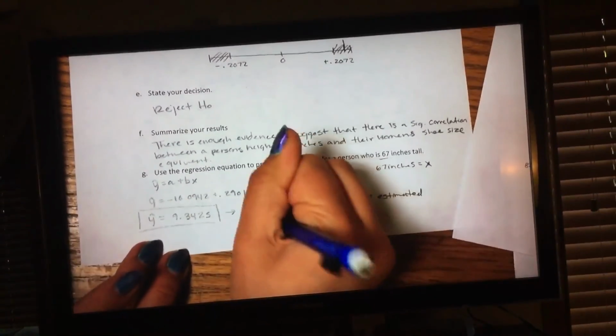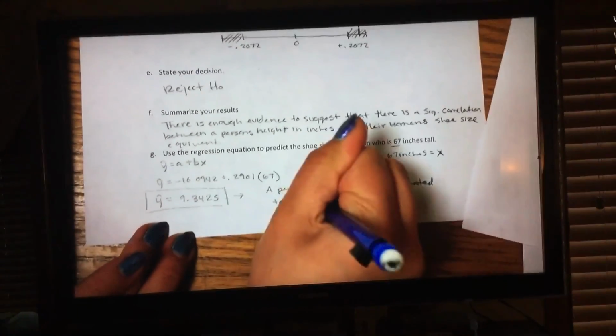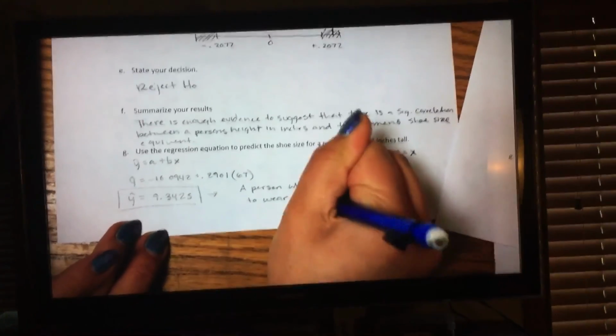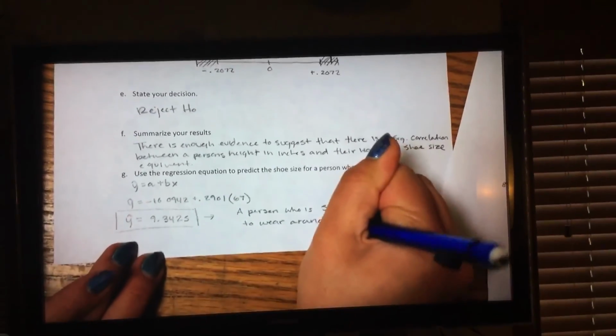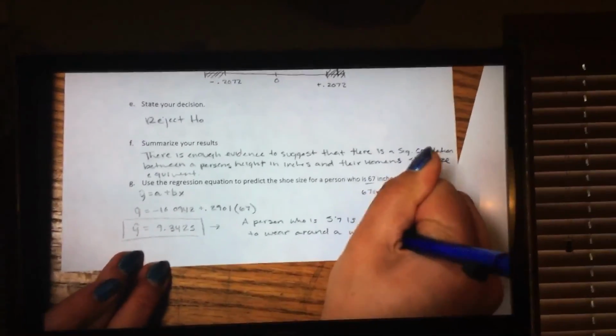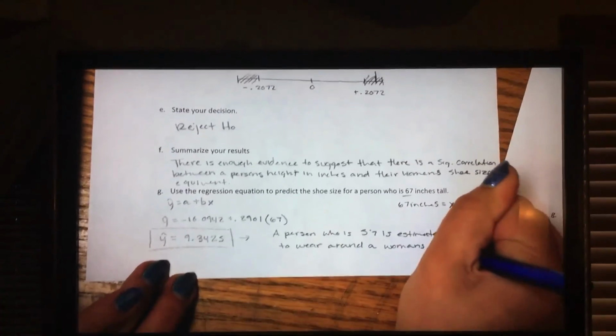So there you have it. Based on our calculations, we were able to determine that there is enough evidence to suggest a significant correlation between a person's height in inches and their women's equivalent shoe size.